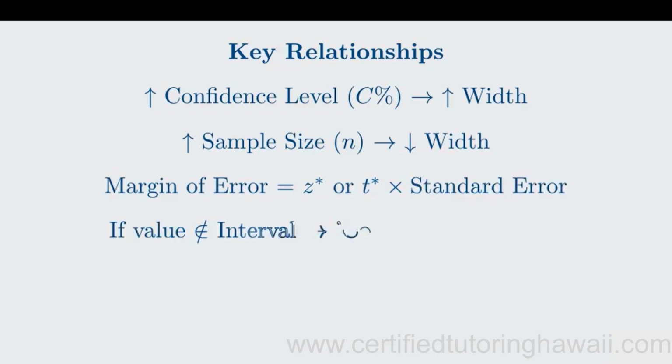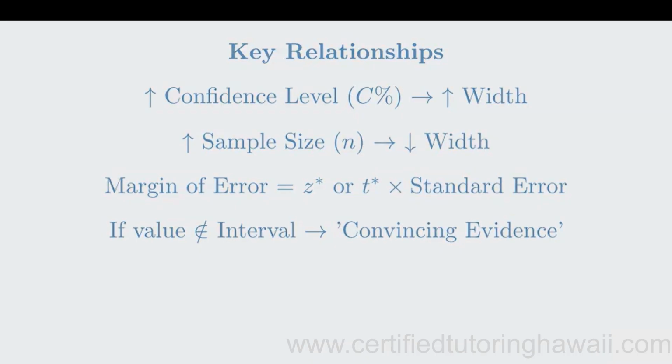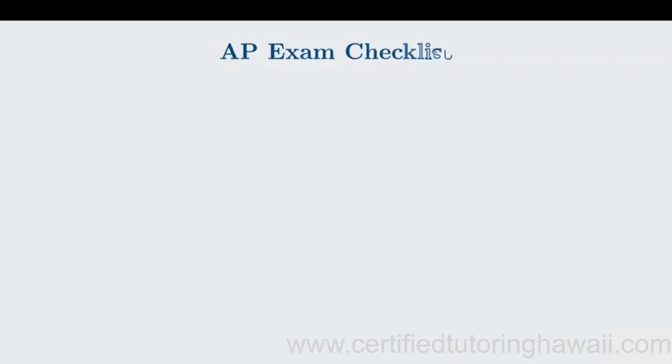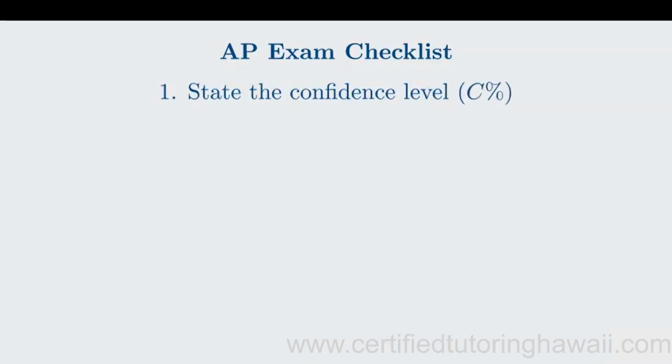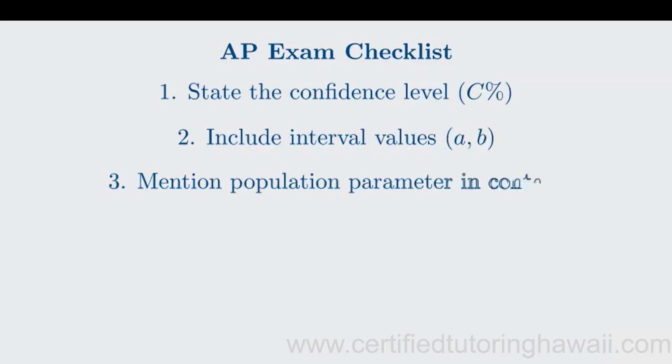When you are justifying a claim, always check if the hypothesized value, often 0 for differences, or a specific target for a single mean, is inside the interval. If it is not in the interval, you have convincing statistical evidence to reject that claim. On the AP exam, use this visual checklist. Did I state the confidence level? Did I include the interval values? And did I mention the population parameter in context?